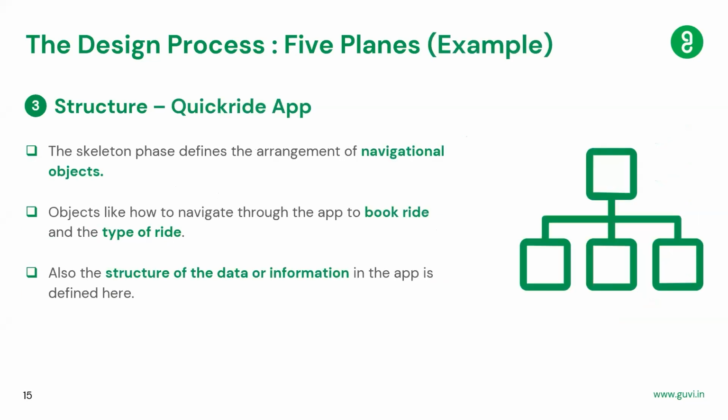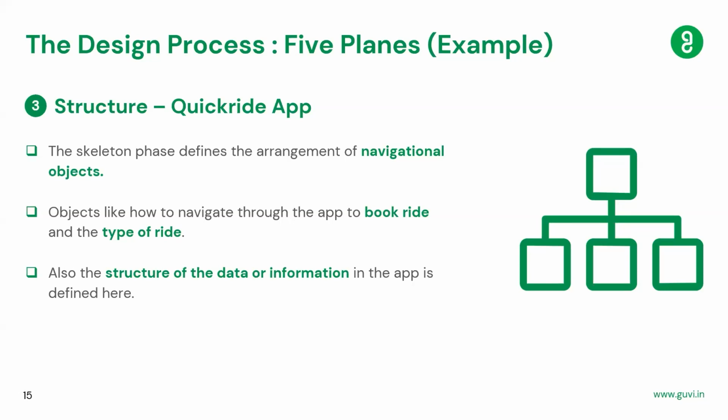Let's take the same example, so it will be easier for you to understand. Here, the navigational objects, like book a ride or type of ride, you just have to add those buttons, so people know how to navigate the app to book a ride and the type of data. Here you make a structure of how the app will work, how the user should go from not knowing anything to directly booking a ride and then taking a ride.